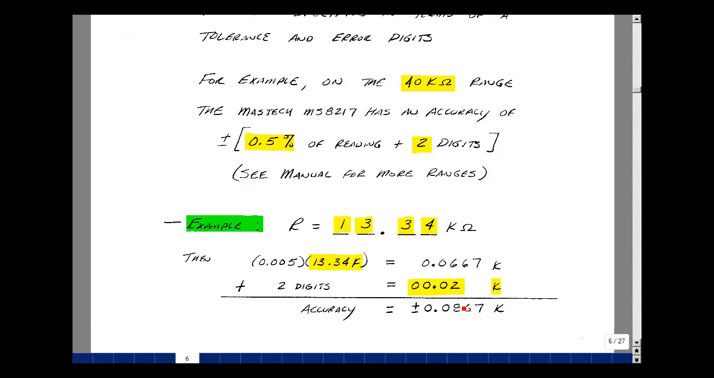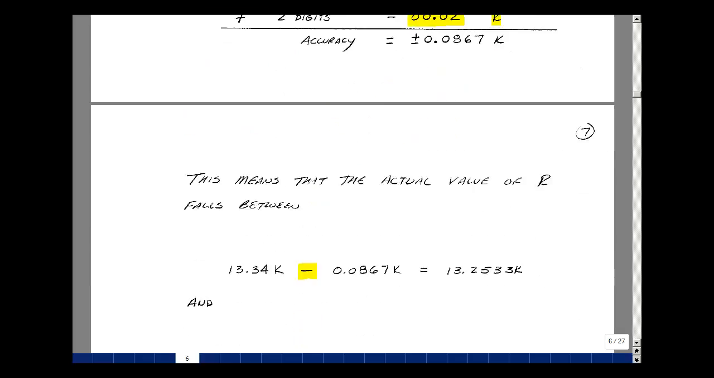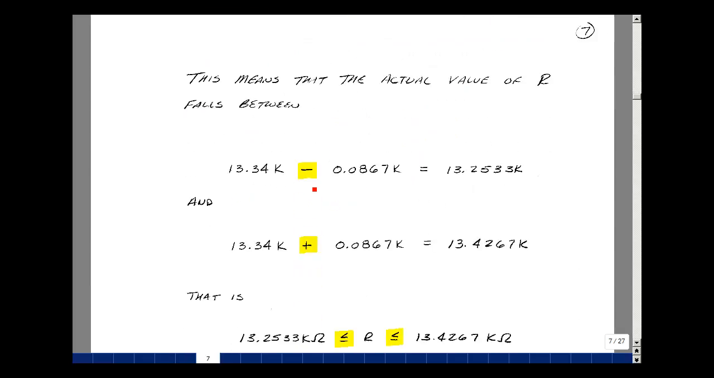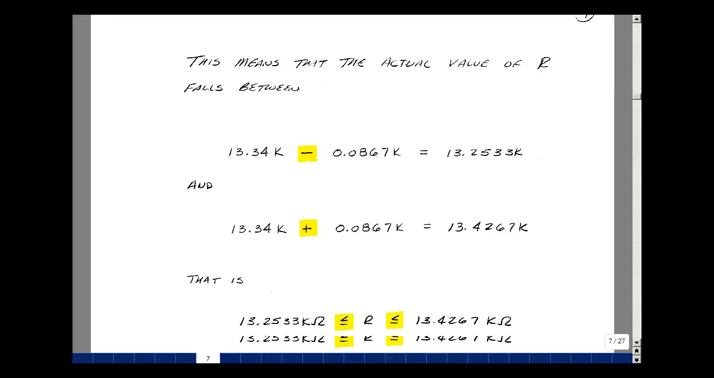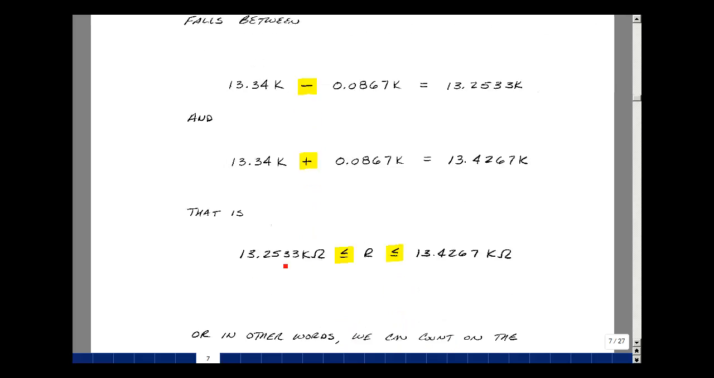What we're going to do is add and subtract that from this reading. Let's take a look at that on the next page. If we take our actual reading and then subtract and add our results on the previous page, we wind up getting this value and this value. And what that implies is that our actual value of resistance is somewhere between these two numbers, 13.2533K and 13.4267K. Even though we read 13.34K, the actual value is going to fall between these two.